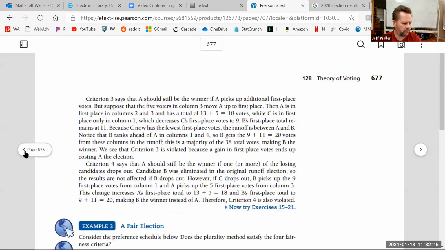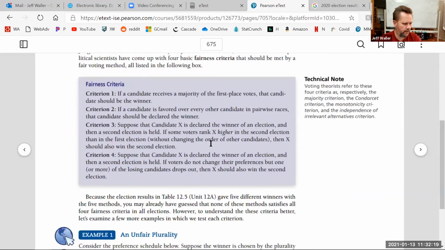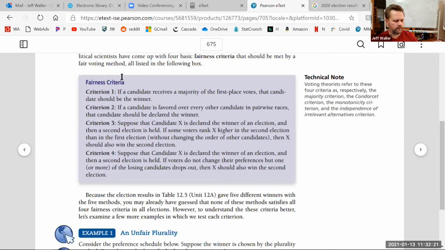I do want to go back just for a minute, and then we're going to call it a day, I think, because I am not feeling great. Here is where they talk about these 4 things that voting theorists agree on would make something fair.